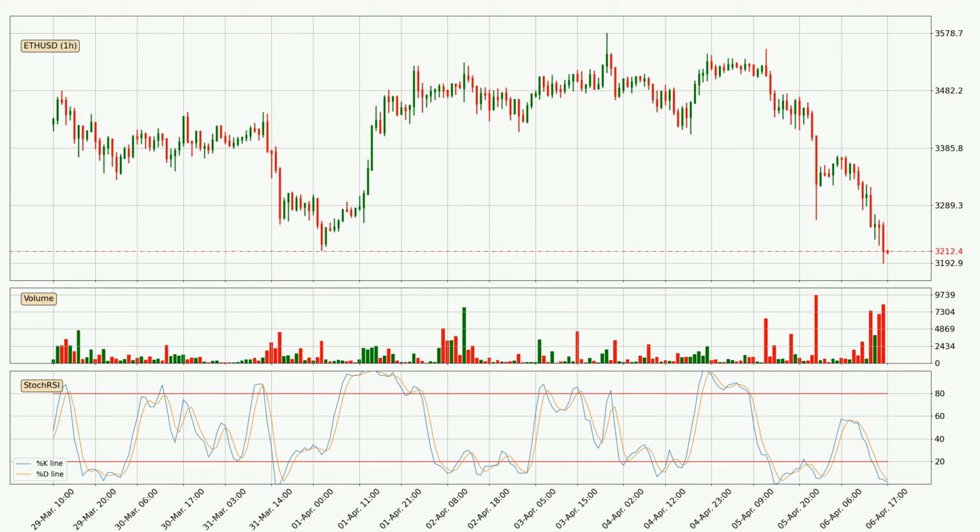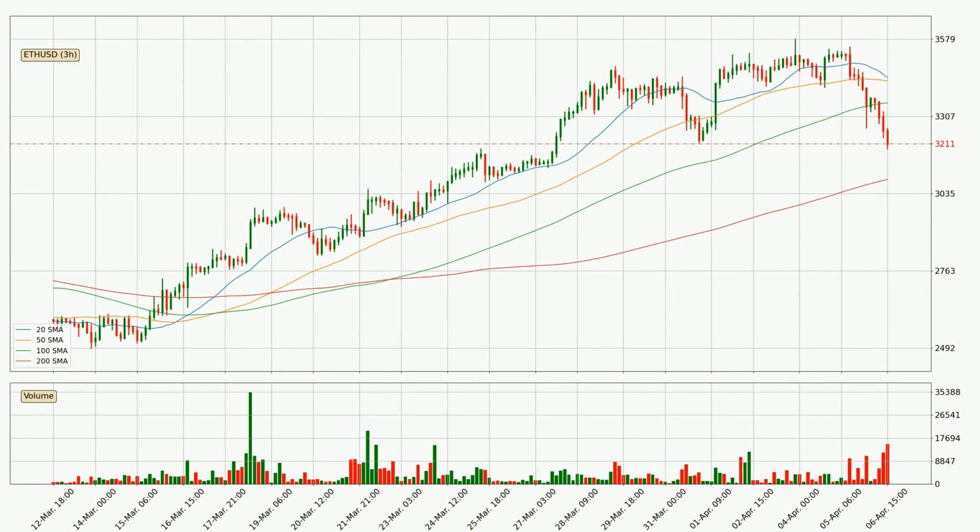cross the D line. Moving to the 3-hourly simple moving averages, the price broke the 100 SMA to the downside, but it's not a very strong signal as the volume hasn't been very high. At the moment, the price is between the 200 and the 100 SMA. If the price bounces off the 200 SMA, which is currently at 3,085, it could be seen as a support, and the 100 SMA that is at 3,354 could be perceived as a resistance to the upside.